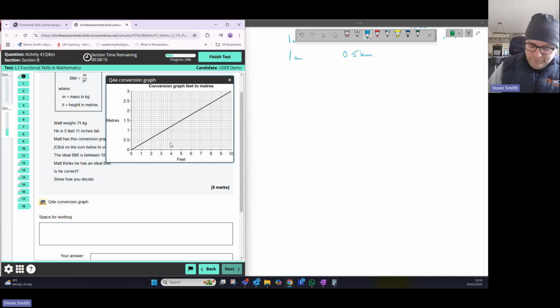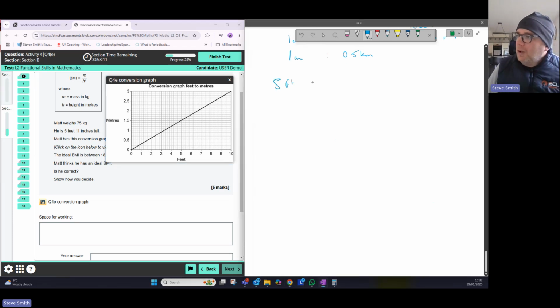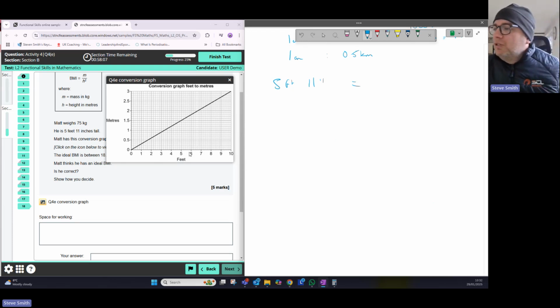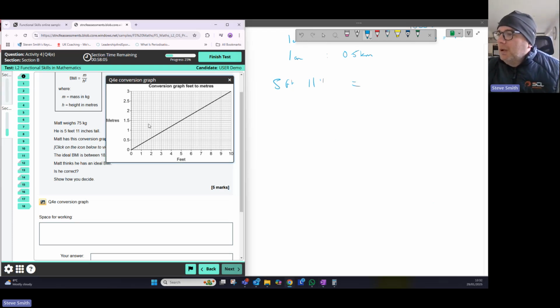So we can see, okay, 5'11" equals, right. We haven't got a lot to go on because it's quite a small graph. I don't know if I can make it bigger. No, I can't make it bigger, which is a real pain because I need glasses and I can't see.